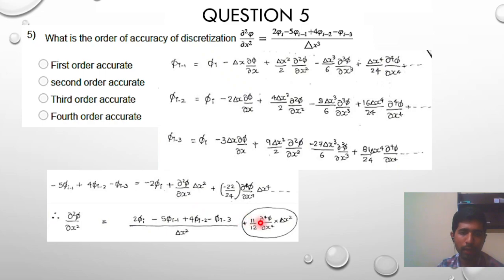So the minimum truncation error will have ∂⁴f/∂x⁴, and you will have delta x square coming in, because this is the second derivative. Remember, this is not the first derivative. You are dividing it by delta x square. So this will be a second order accurate scheme.